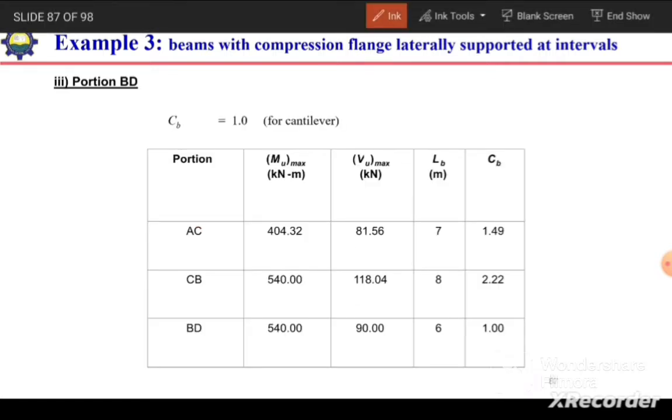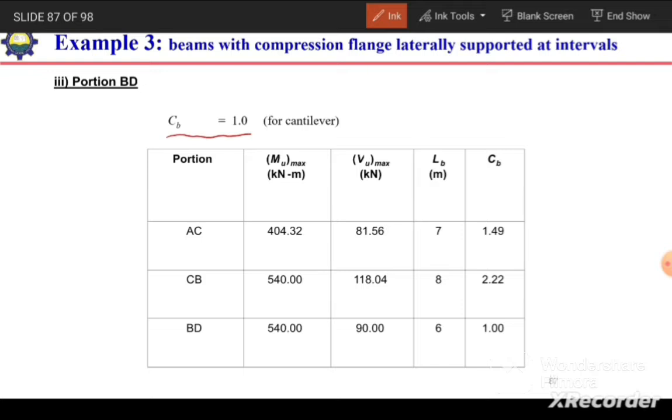So for segment BD, which is the cantilever portion, in case of a cantilever portion, if the free end is unbraced for LTB, then CB will be equal to 1. So now we have calculated the values of CB for all these three segments.